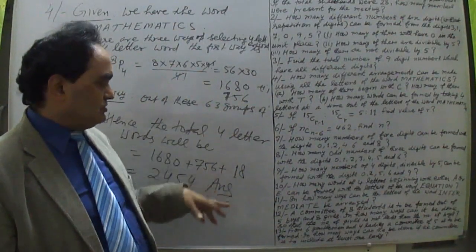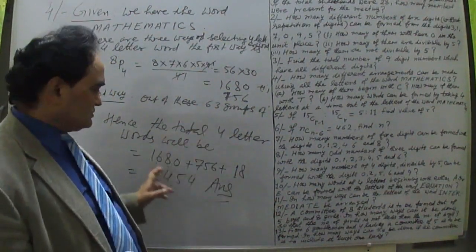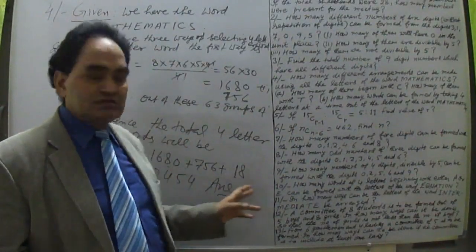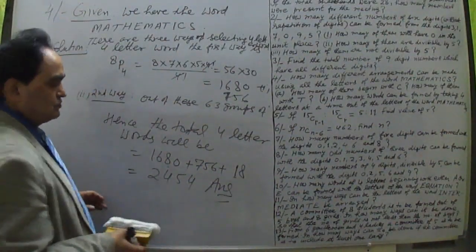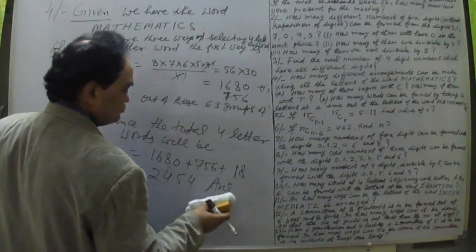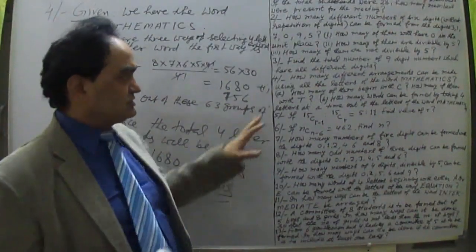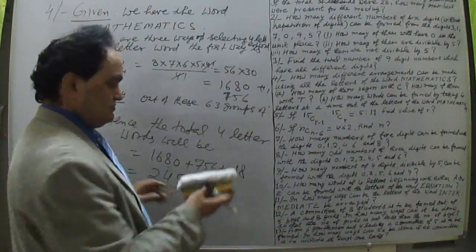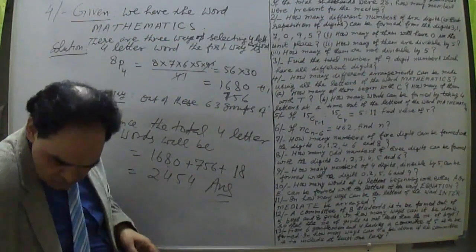That was 18 only. So 18 total base. So total selection, total wordings was this much. 24, 54. This is the answer here. Very good question. Now, fourth question is completed. Okay, so hence question number 4 finally is done.